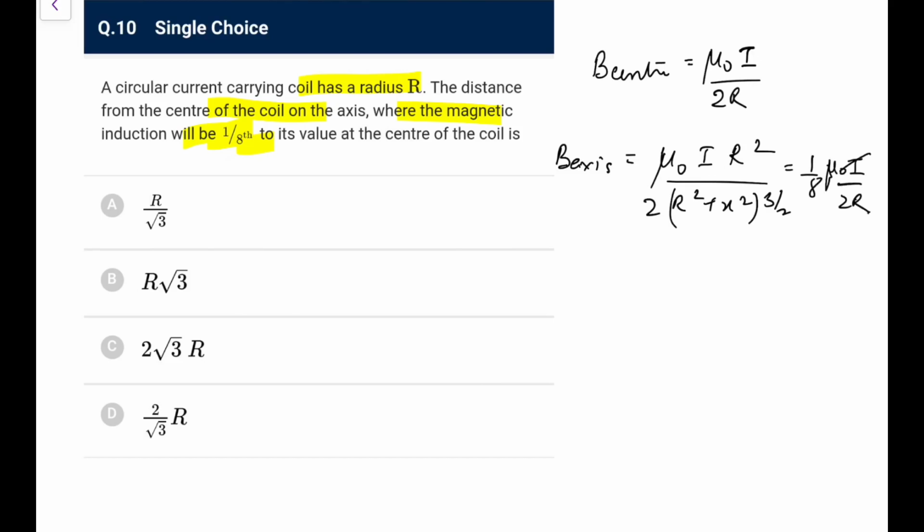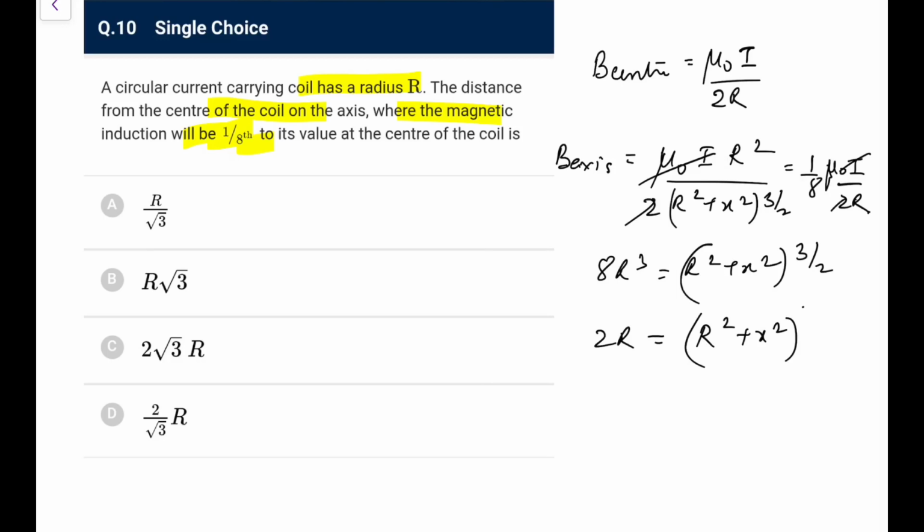Comparing, mu naught I by 2 goes. So what we get, 8r cube is equal to r square plus x square to the power 3 by 2. Taking the 1 by 3 root, 2r would be r square plus x square to the power half. So you can write r square plus x square is 4r square, squaring it. So x square is 3r square, so x is equal to root 3 r. So go for option B here.